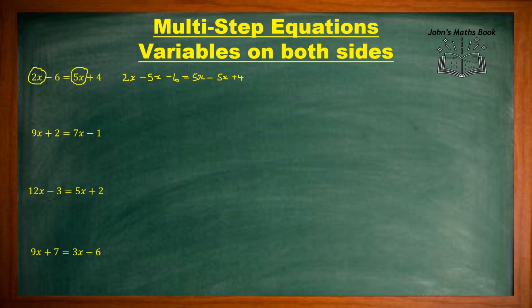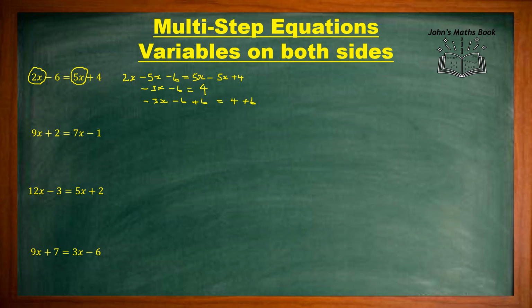So 2x minus 5x gives minus 3x minus 6 is equal to 5x minus 5x, 0, plus 4. So that just gives 4. Now let's isolate the minus 3x on the left hand side. To do that, we need to add 6 to both sides of the equation. So that will be minus 3x minus 6 plus 6 is equal to 4 plus 6.